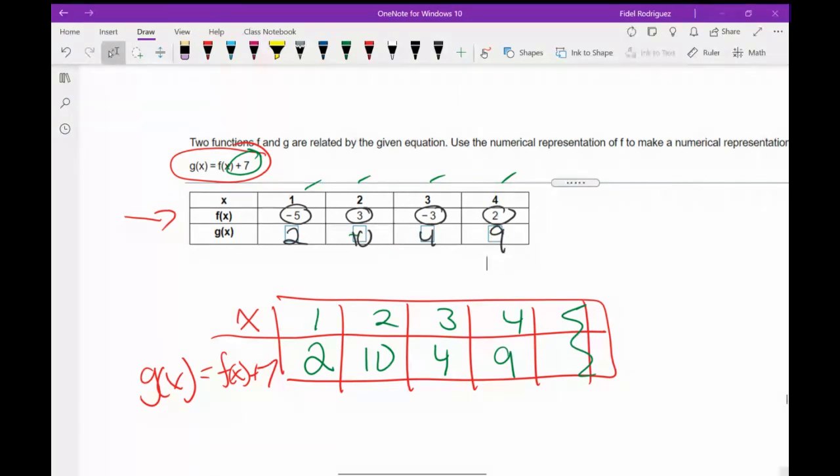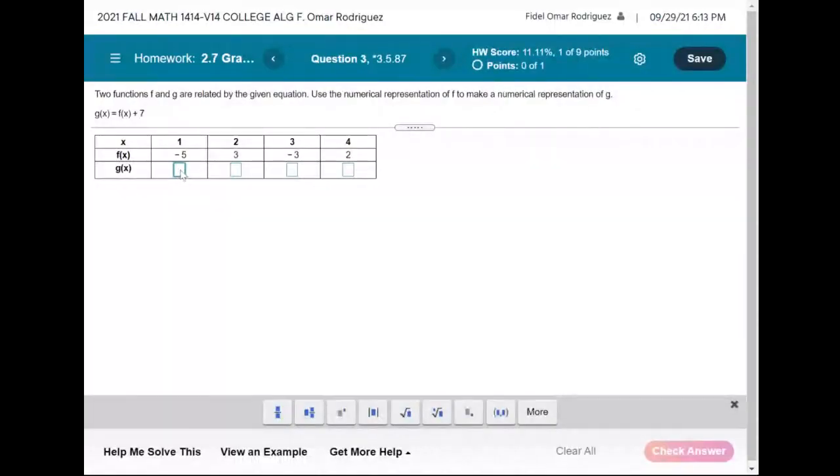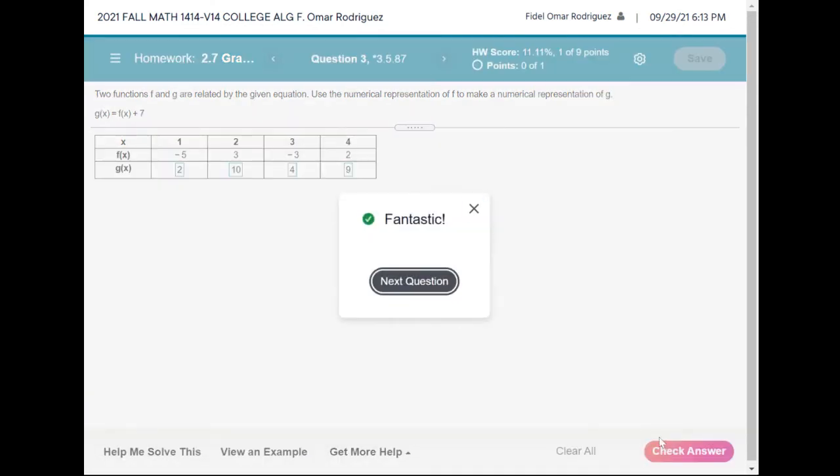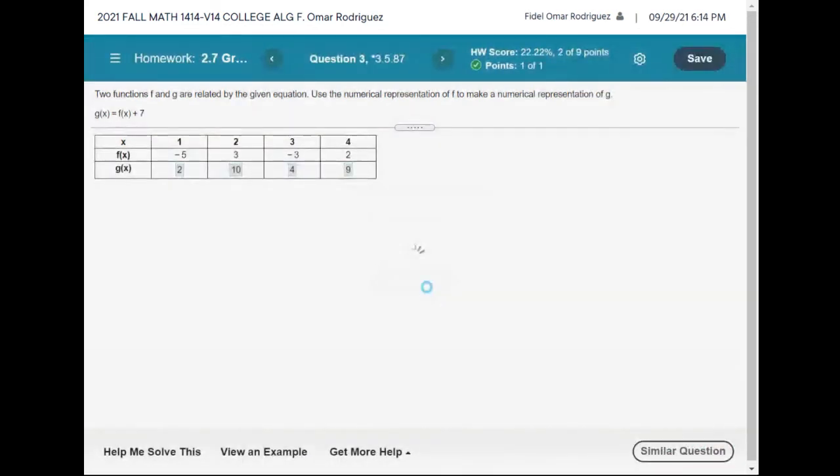And just to show you again that I'm doing this the way I'm supposed to, I'm going to show you on my lab so you guys can see. We had a 2, a 10, a 4, and a 9, right? I'm going to check my answer, and we got it.